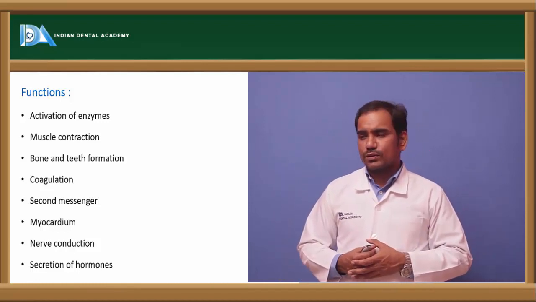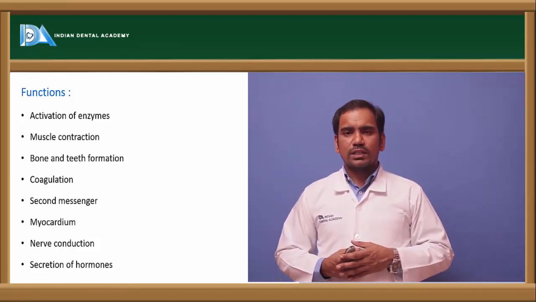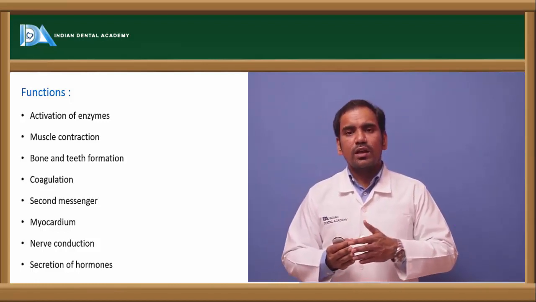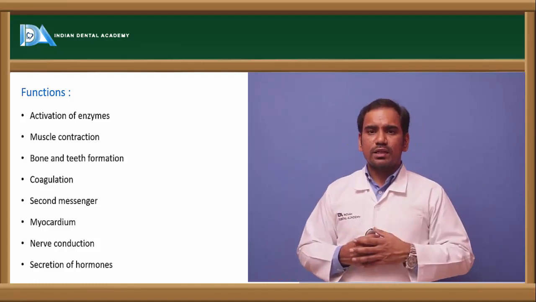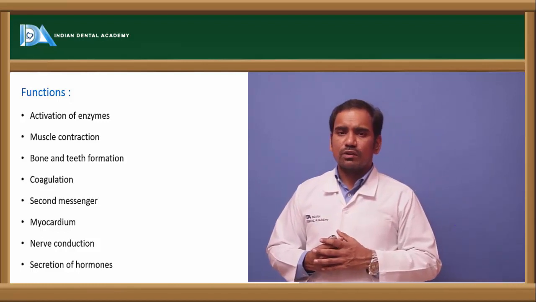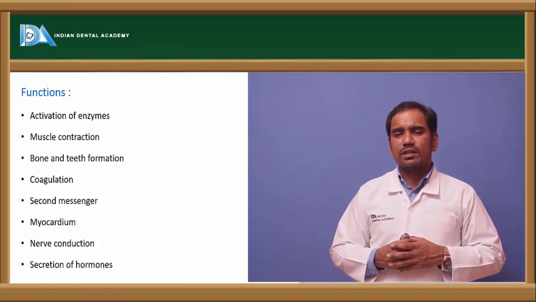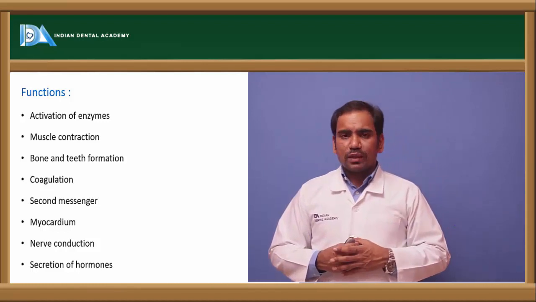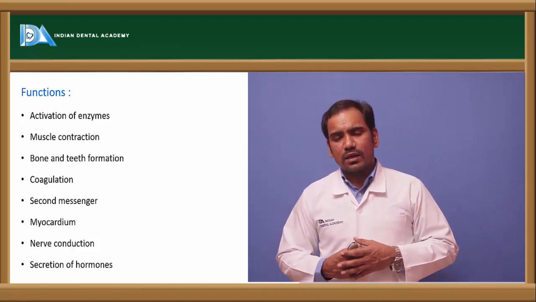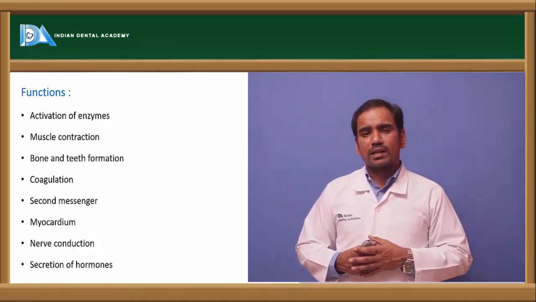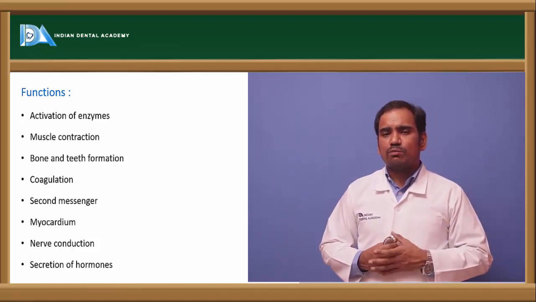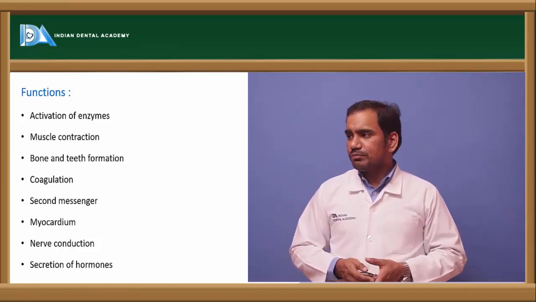Heart stops in systole. And coming to nerve conduction, calcium is also involved in the nerve conduction signals for the transmission of signals from the presynaptic region to the postsynaptic region. We require calcium, so in this way it is required in nerve conduction. Coming to another important function, secretion of hormones like calcitonin and parathyroid hormone. Those are mediated by calcium. So these are the important functions of calcium.